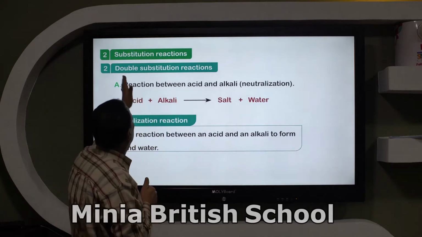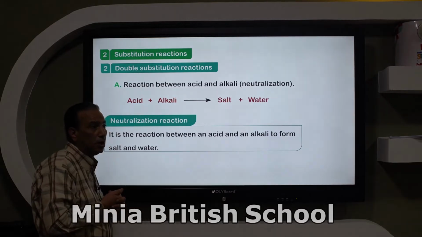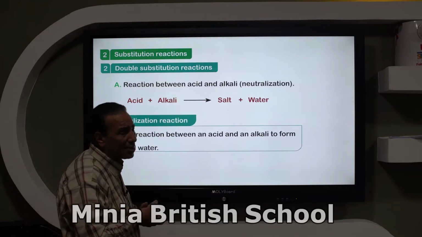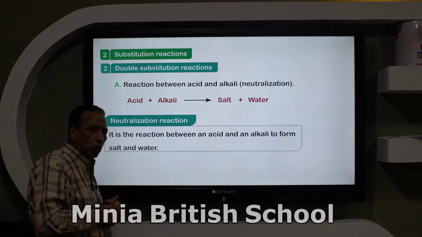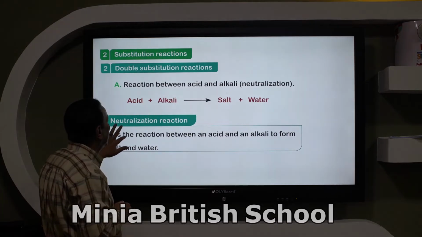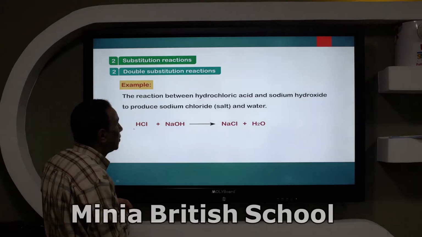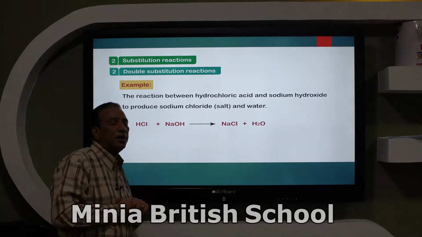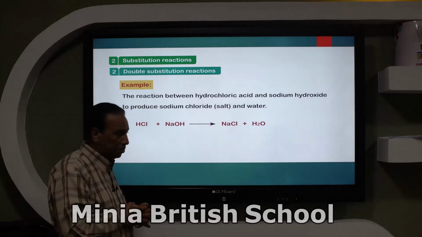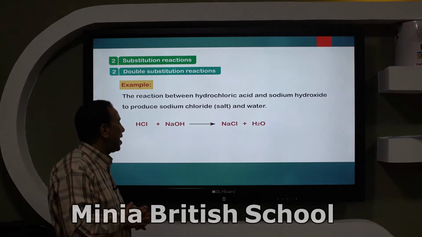The first type in the double substitution reaction is the neutralization reaction. Neutralization in chemistry generally is the reaction between acid and alkali, forming salt and water. We know that the acid contains a hydrogen positive ion, while the alkali contains the hydroxide negative ion, OH negative. So the reaction will be HCl plus NaOH.